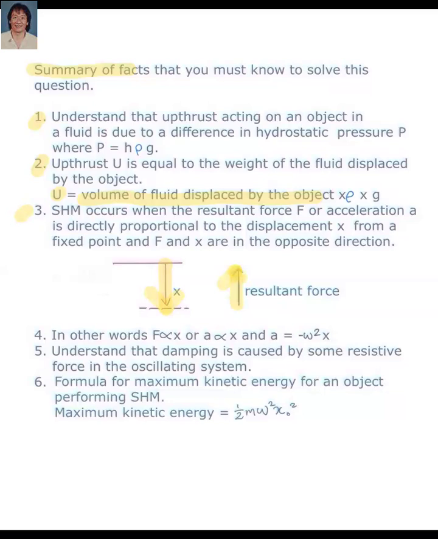Number 4, in other words, F is directly proportional to x or a is directly proportional to x for simple harmonic motion, and a is equal to minus omega squared x. Number 5, understand that damping is caused by some resistive force in the oscillating system. And finally, the formula for maximum kinetic energy for an object performing simple harmonic motion is equal to half m omega squared xo squared.